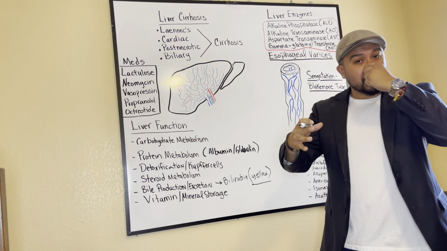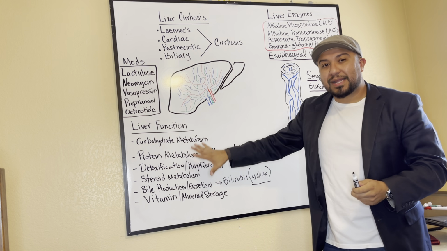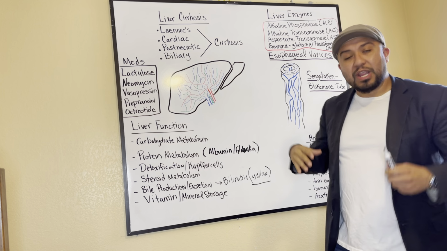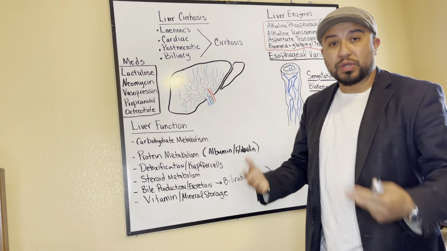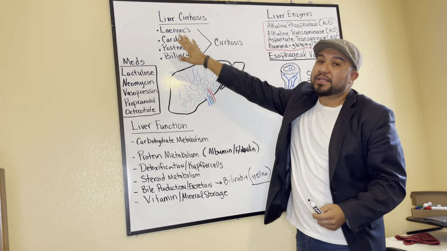So what I need you guys to understand is to start to draw a picture as to what the liver does, because that's going to tie in when we discuss when the liver starts failing and what clinical manifestations we're going to be expecting. Now, when it comes to liver cirrhosis, folks, there's 4 basic types.